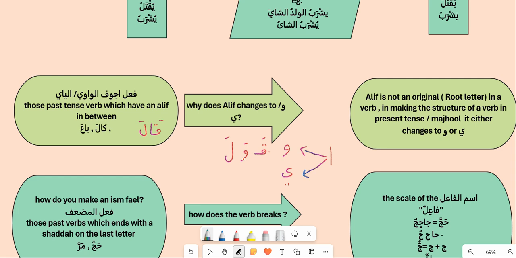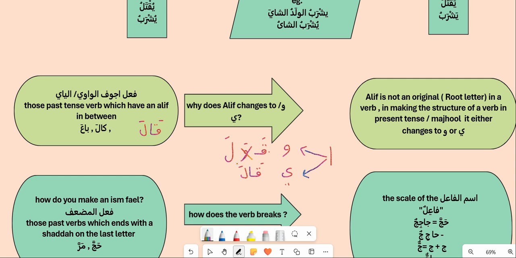But what happened in those days? The Arabs didn't like to pronounce qawwala. It was some kind of heaviness in between. So in order to pronounce it easily, they changed this waw into alif, and qala came into existence. This was much easier to pronounce. So they took alif in between and changed the structure of qawwala.